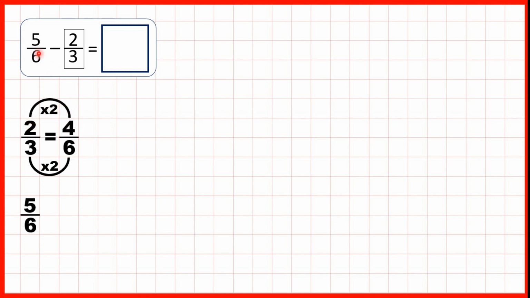So instead of 5/6 minus 2/3, we can write 5/6 minus 4/6 because we know that that's the same as 2/3. So now we have fractions with the same denominator. So we keep the denominator the same in our answer, and 5 minus 4 is 1, so our answer is 1/6.